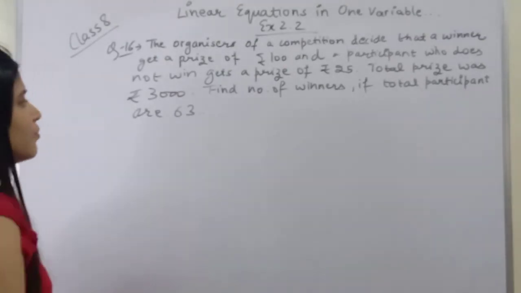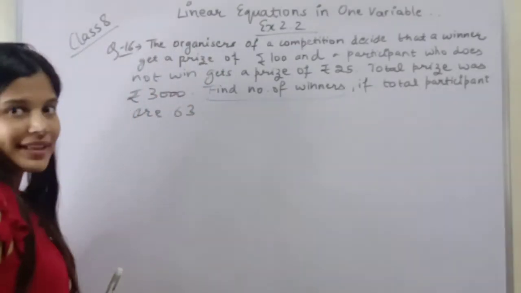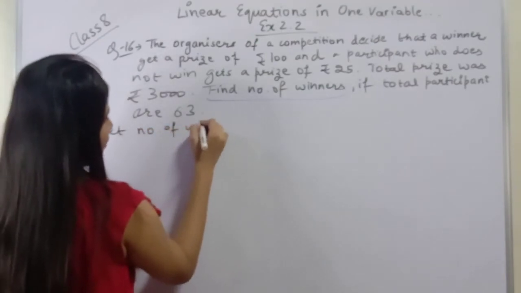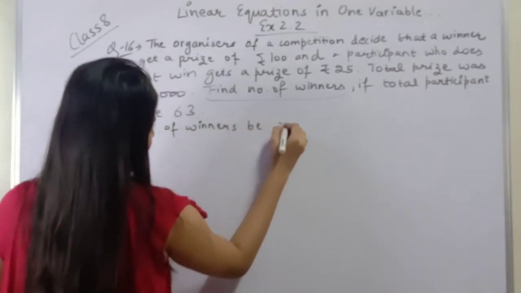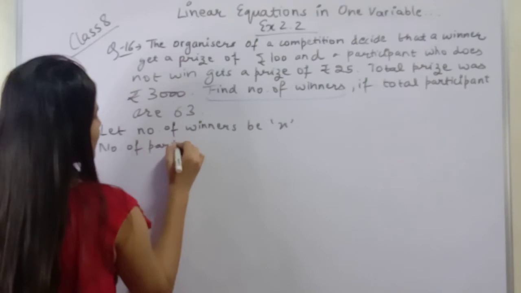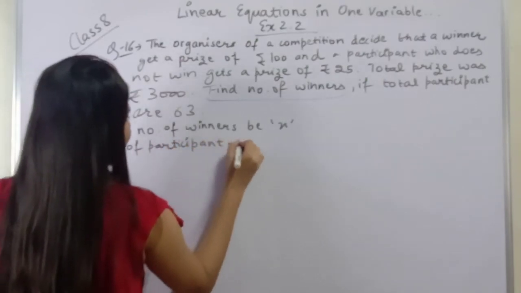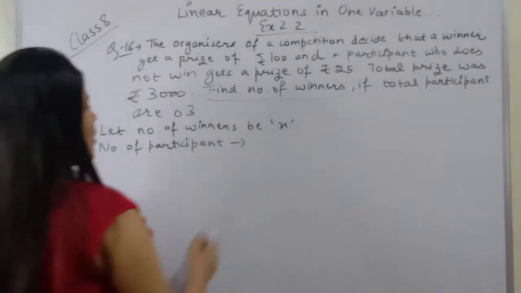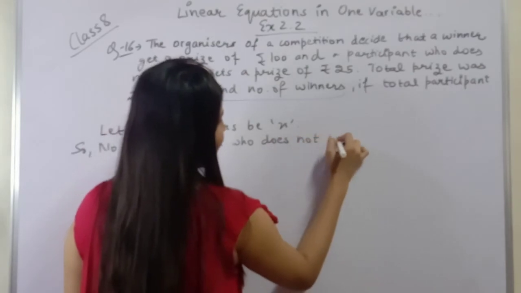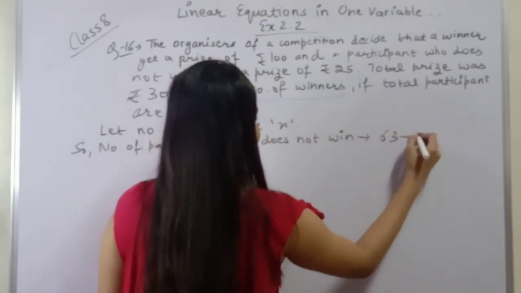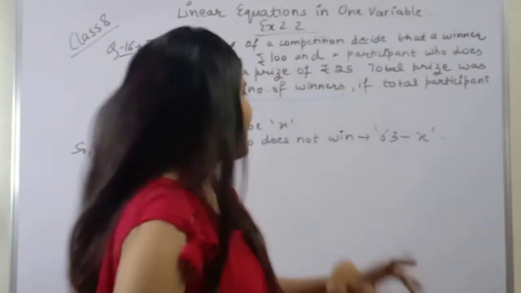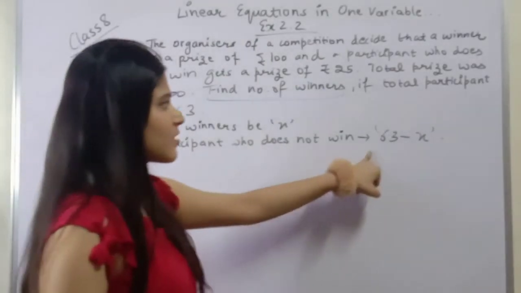We know that जो हमें निकालना होता है वो हमें x लेना होता है. So let the number of winners be x. So number of participants कितने होंगे children? If the number of winners are x and total number of participants were 63, so number of participants who do not win कितने आएंगे? 63 minus x, because total 63 थे, x उसमें से win हो गए, तो जितने बचे, those were the participants who do not win.